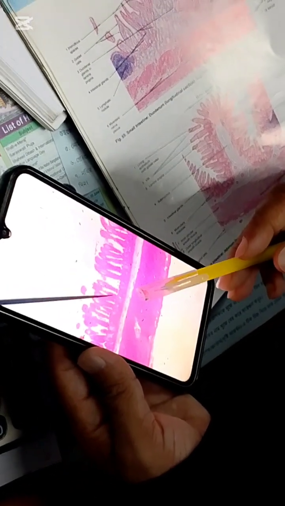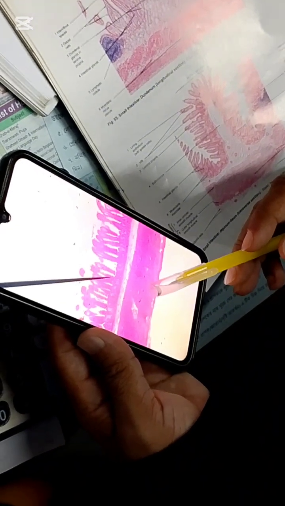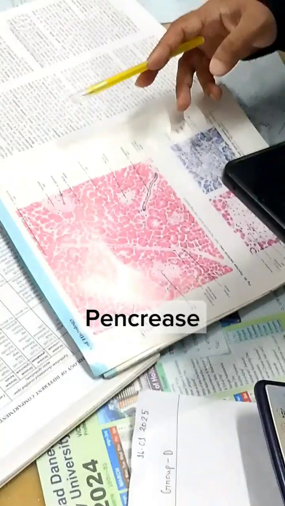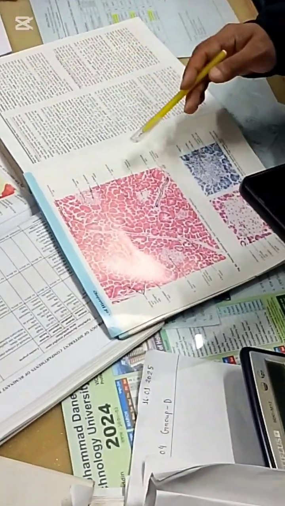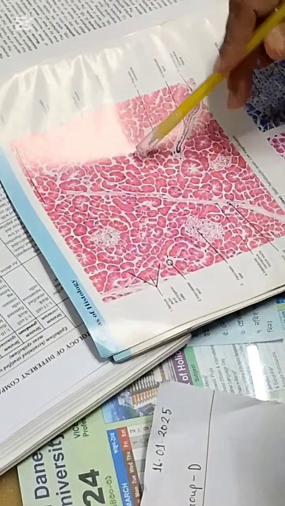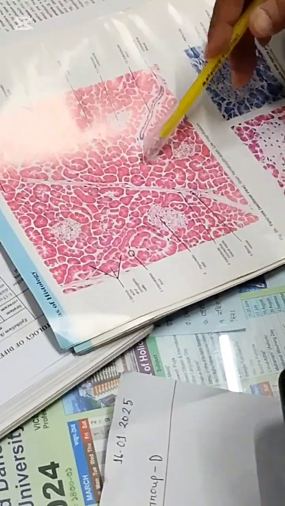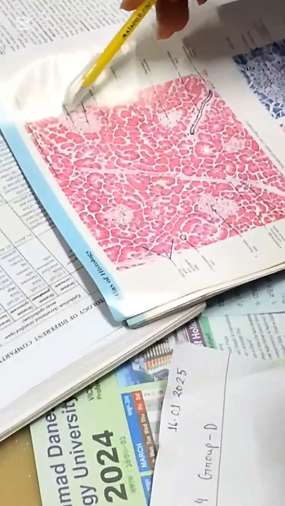This one is muscularis externa. Internally inner circular, externally outer longitudinal. And then serosa. There are two types of cells in the pancreas: exocrine portion and endocrine portion. In the exocrine portion, acinar cells are present. When the acinar cells are present in a clump-like or cluster-like arrangement, it is called an acinus. And another type of cell is the endocrine cell.